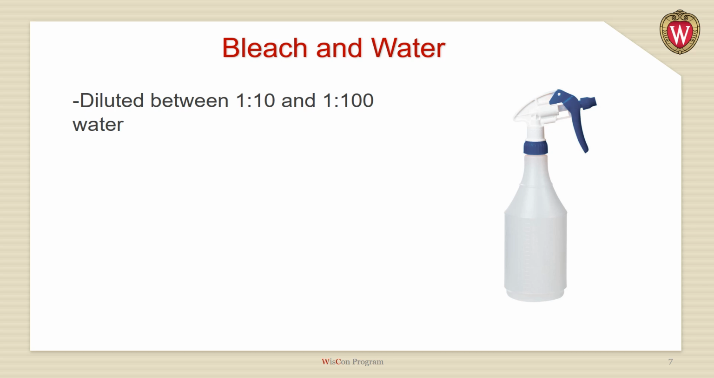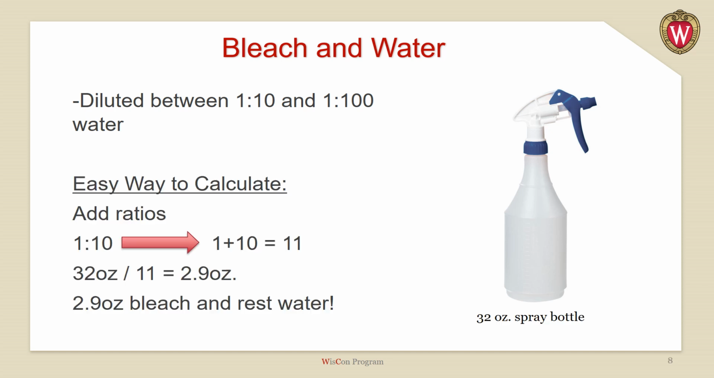The letter of interpretation indicates that the dilution ratio should be between 1 to 10 and 1 to 100, meaning that there should be 1 unit volume of bleach per 10 to 100 unit volumes of water. If you're unfamiliar with calculating ratios, the math is easy. The first step is to add the ratio numbers together. So if you want to dilute to 1 to 10, add 1 and 10, which is 11.